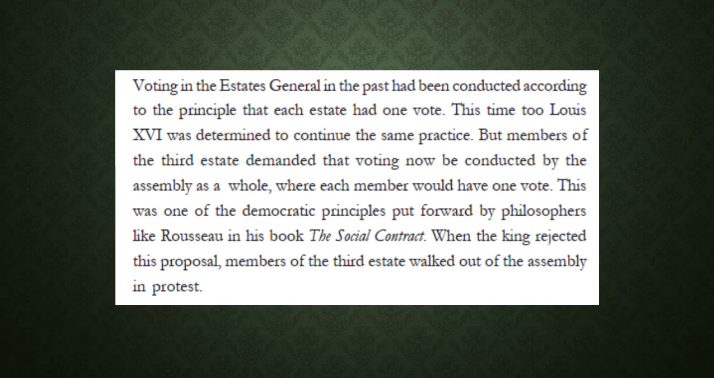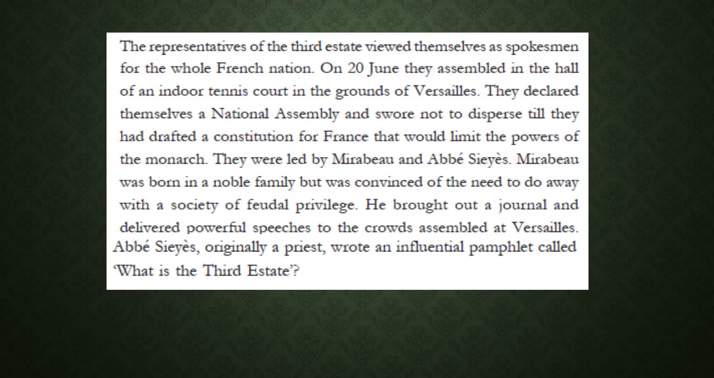The representatives of the Third Estate viewed themselves as spokesmen for the whole French nation. On 20 June they assembled in the hall of an indoor tennis court in the grounds of Versailles. They declared themselves the National Assembly and swore not to disperse till they had drafted a constitution for France that would limit the power of the monarch. They were led by Mirabeau and Abbé Sieyès.